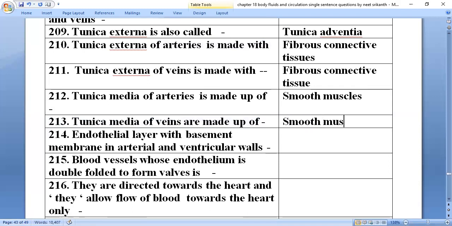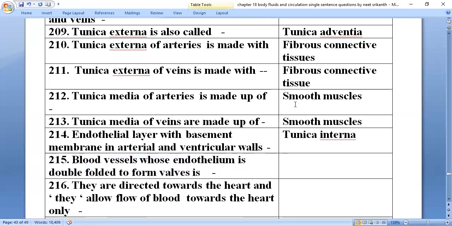In arteries, the tunica media is thick. In veins, it is thin. The endothelial layer with basement membrane is present in arterial and venous walls. That is the tunica interna. In both arteries and veins, we can use this word, tunica interna.